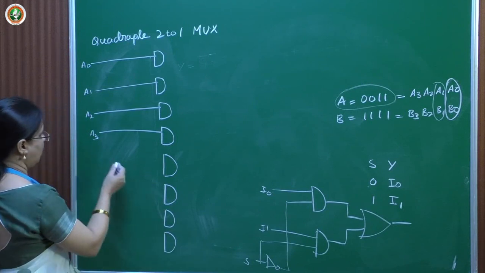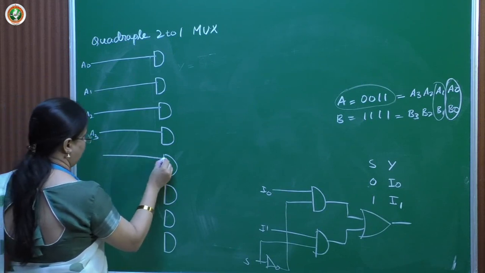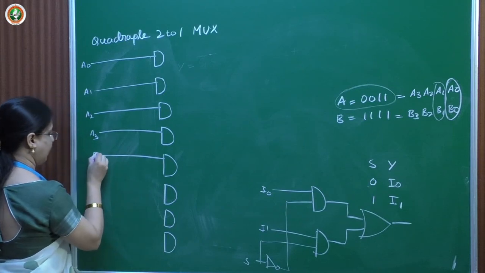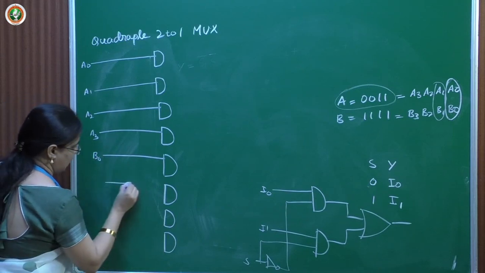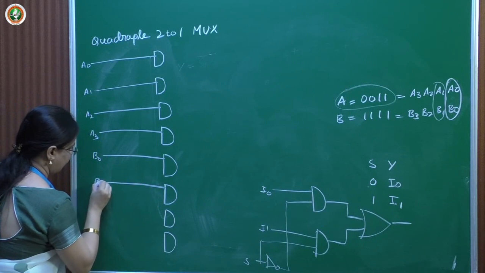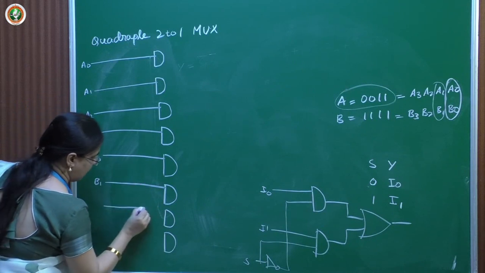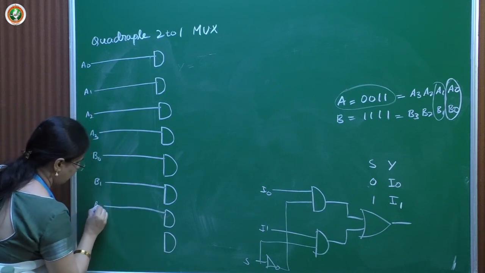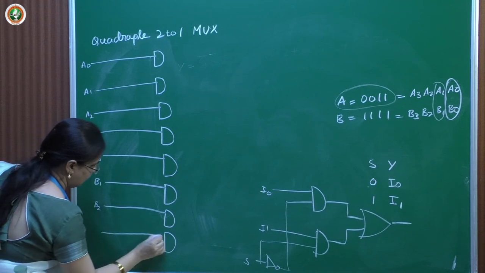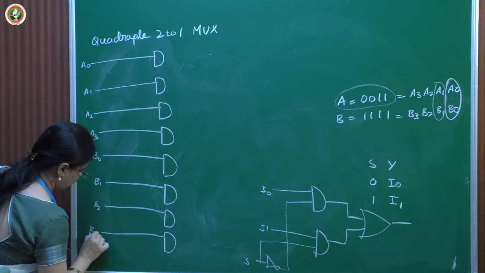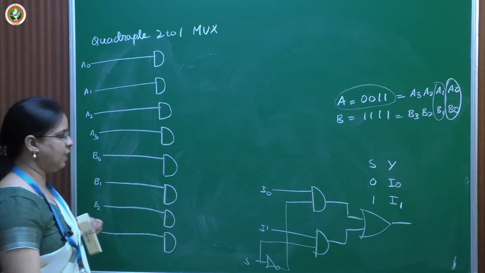Then for the next AND gates, I want B0, then B1, make it B2, then the last one is B3. I hope up to here it is clear.